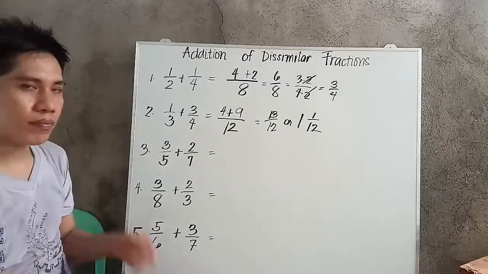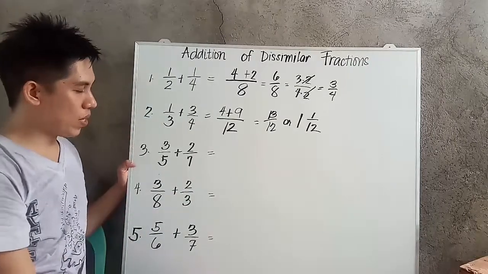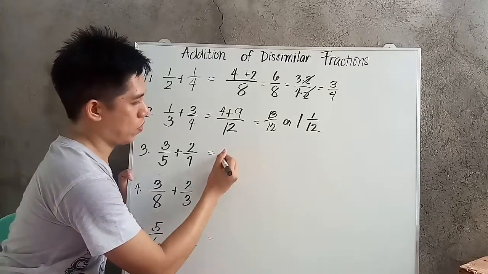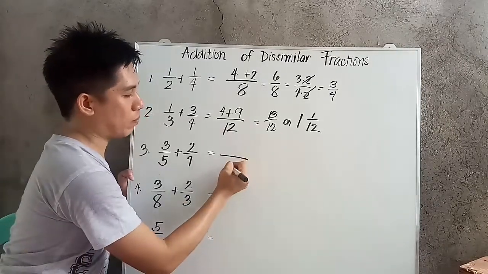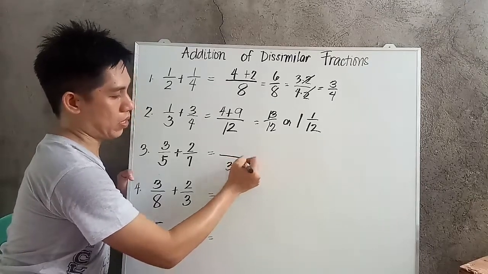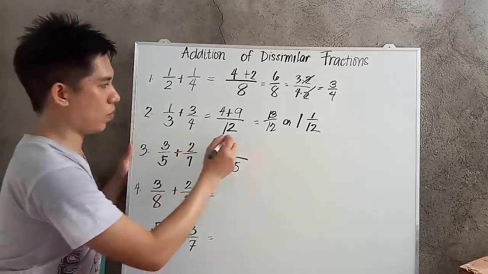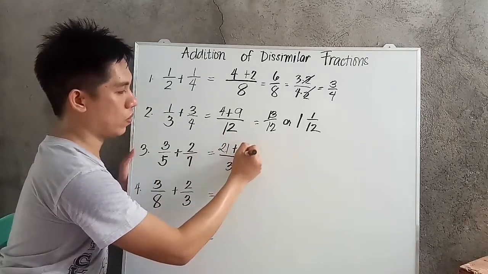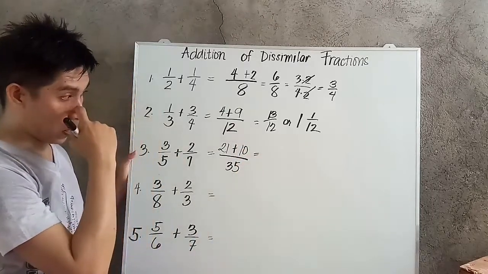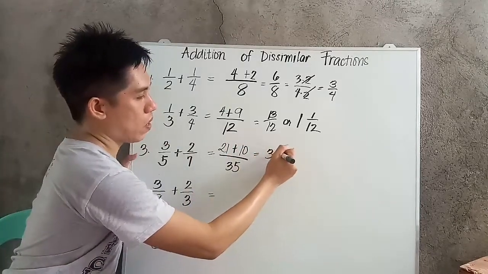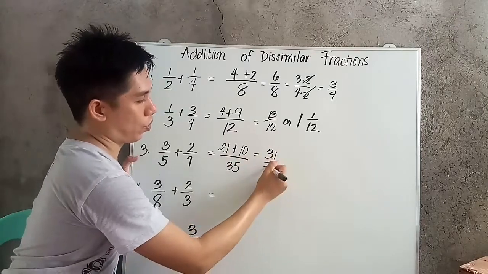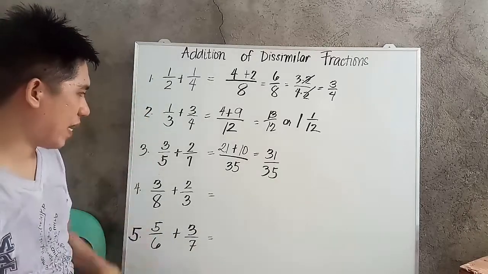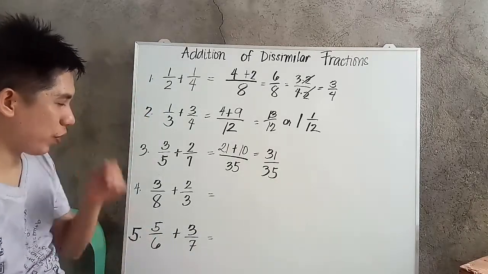Next, number 3: 3/5 plus 2 over 7. Again, we multiply the denominators, 5 times 7, that is 35. Then cross multiply: 7 times 3, we have 21, and 5 times 2 is equal to 10. So the result is 31 over 35. That is the final answer.